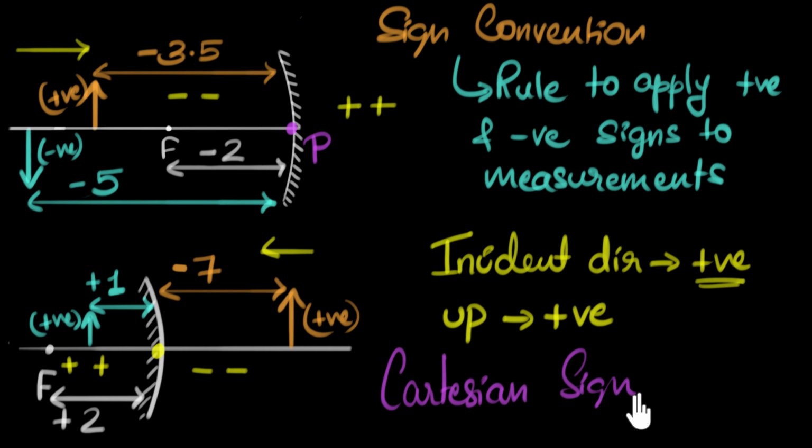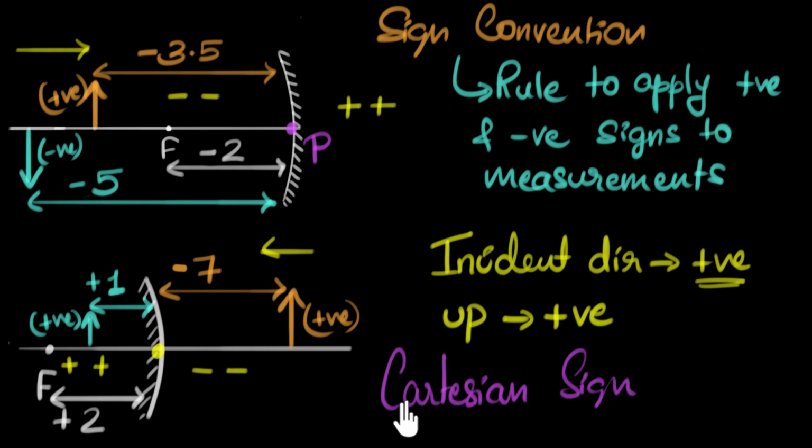Cartesian signs. And the word Cartesian might remind you of a graph. And the reason behind it is because that's what we do in graphs as well, right? In graphs, we start from the origin and we choose the right side usually as positive, left side as negative, upwards as positive, downwards as negative. That's basically what we're doing over here as well. We're treating the pole as the origin because we're measuring all the distances from the pole. And instead of choosing right side as positive, the only difference is we are choosing incident direction as positive. But pretty much everything else is the same as graphs. That's why it's called the Cartesian signs.